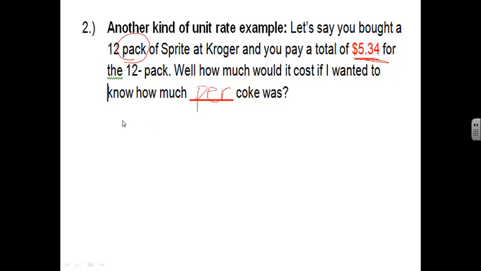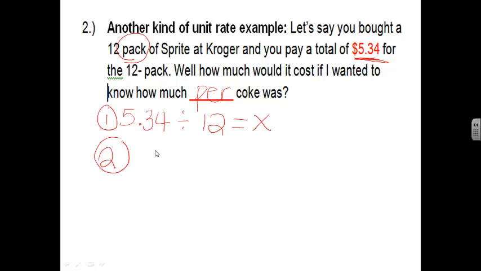Very good. So we're going to do it in normal form first. So we're going to do $5.34 divided by 12 equals X. We don't know what our variable is yet. Here's one way to write it. Another way to write it is in fraction form because fraction means division. So my first number, or my top dog, goes on top: $5.34 divided by 12.